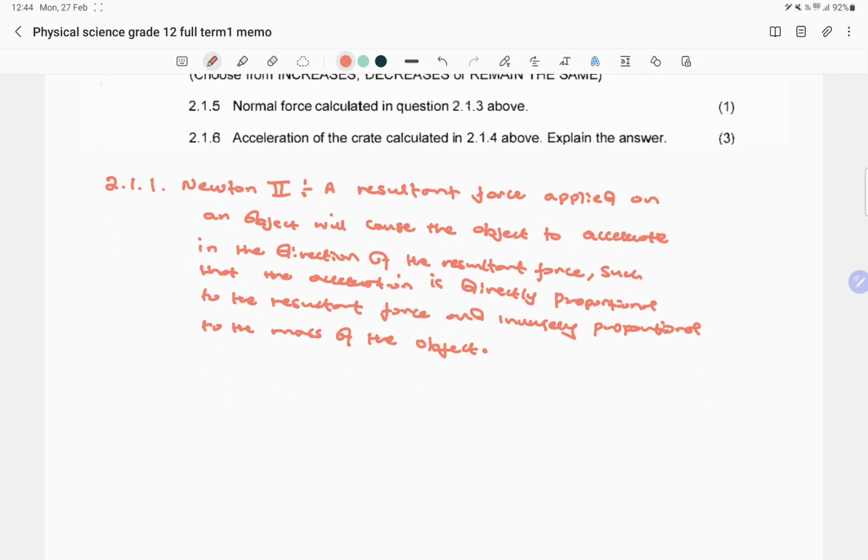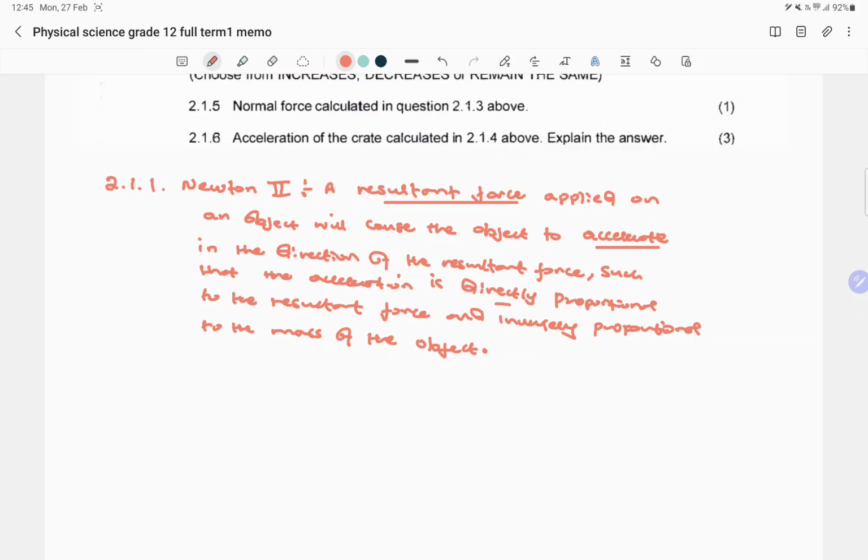So what we know is that there is a resultant force. What is important is that this force is a resultant. It's not just any force. If there's multiple forces, we're talking about the resultant, not necessarily the biggest of the forces. But obviously the biggest of the forces will most likely be the one in which the direction of the resultant force is going to go. It will cause the object to accelerate in the direction of the resultant force.